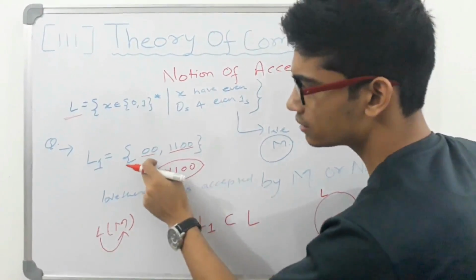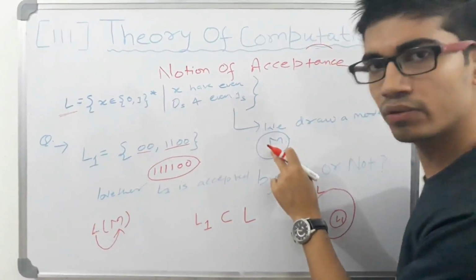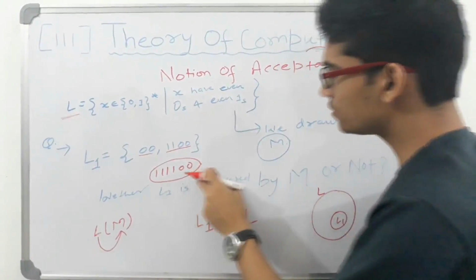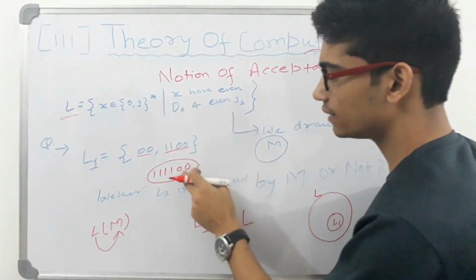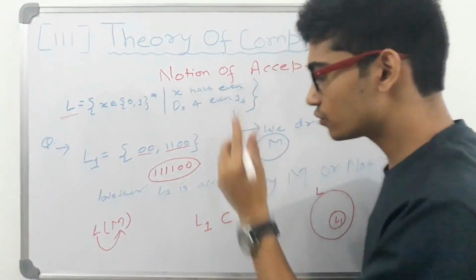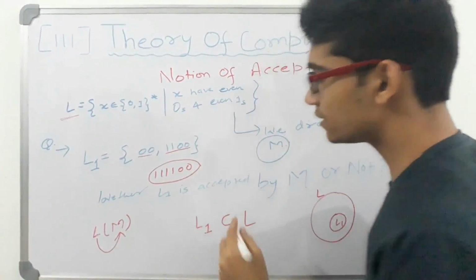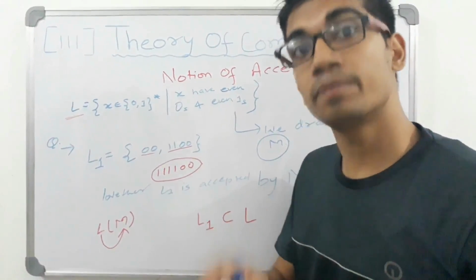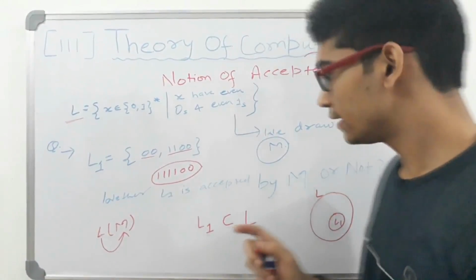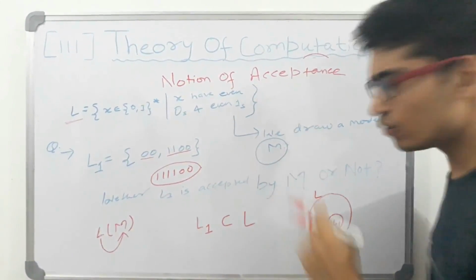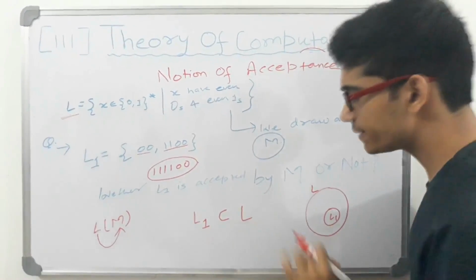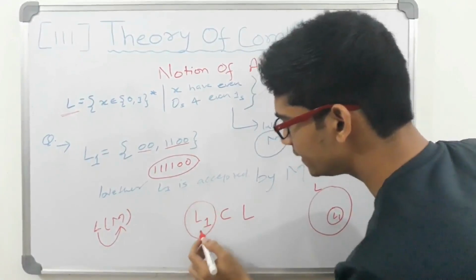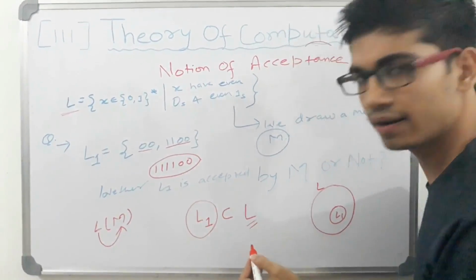Now here all the strings belonging to L1 are accepted by M, but all other strings, this is one string, nowhere are you going to reject it, so this will also get accepted. So when I say acceptance, it is not only about acceptance, it is about acceptance plus rejection. One more point you can justify this with. I say this L1 is a subset of L, isn't it?